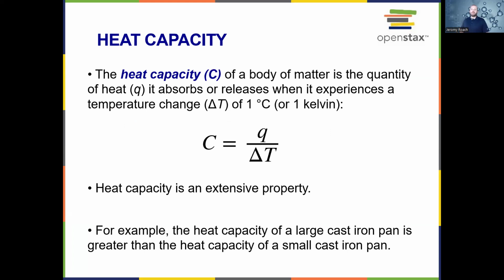Heat capacity, also letter C, uppercase C, is the amount of heat needed to change a substance's temperature by 1 degree Celsius. Heat capacity is what's called an extensive property, which means that it depends on the amount of material that's present. Larger objects have higher heat capacities than smaller ones that are made of the same materials. The formula for heat capacity is equal to heat divided by change in temperature.